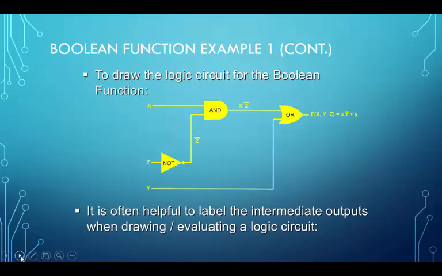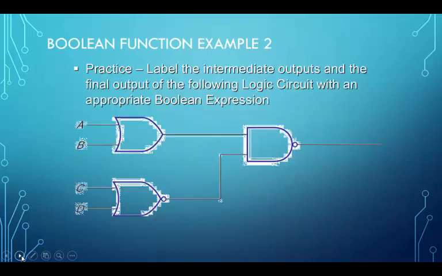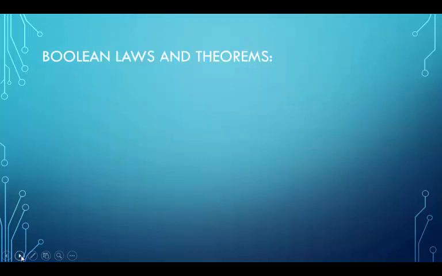It is often helpful to label the intermediate outputs when drawing or evaluating a logic circuit. So for example, if we look at this function, we see that we have A or B. The second function is the NOR function, C NOR D. The other way to say that is C or D inverted, or not the function C or D. And then we combine those in a NAND gate, which is NAND of the function A or B and the NOR function C NOR D. Then we look at some Boolean laws and theorems.